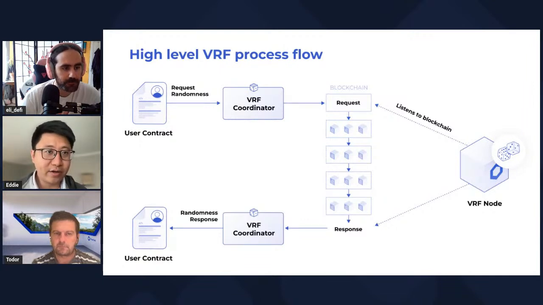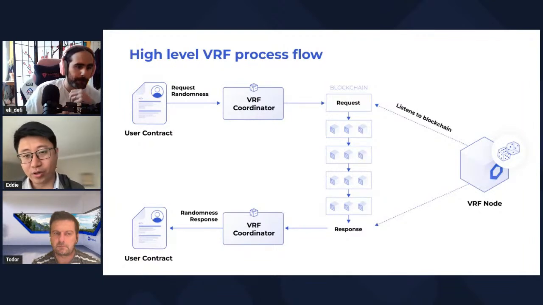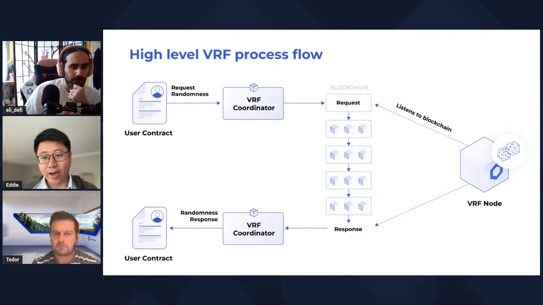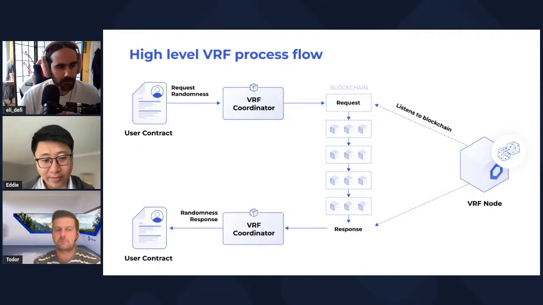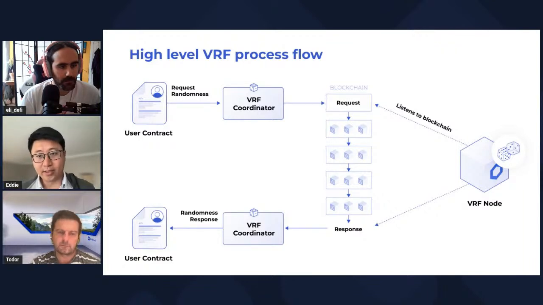The VRF coordinator is our developed solution, which is also our contract. We receive this randomness request and put it on chain in the transaction. Then the VRF node listens to all these requests in the transaction, processes the randomness generation, and responds back through the VRF coordinator to the user contract. You see the whole flow right now, it's provable because there is a transaction involved: an open transaction with a request and a response.